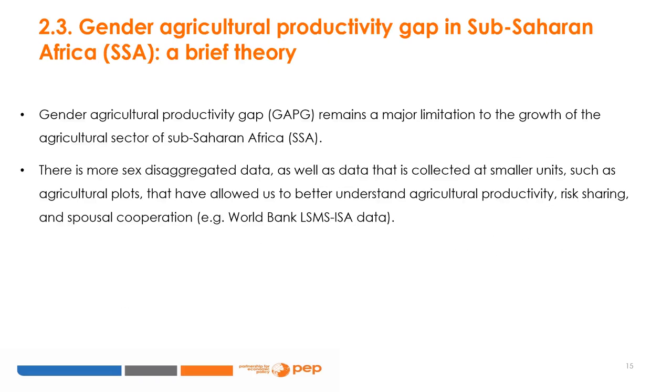In Sub-Saharan Africa, SSA, the gender agricultural productivity gap, GAPG, remains a major limitation to the growth of the agricultural sector. There is more sex-disaggregated data, as well as data that is collected in smaller units, such as agricultural plots, that have allowed us to better understand agricultural productivity, risk sharing, and spousal cooperation. Some of this data is from the World Bank, LSMS-ISA data.